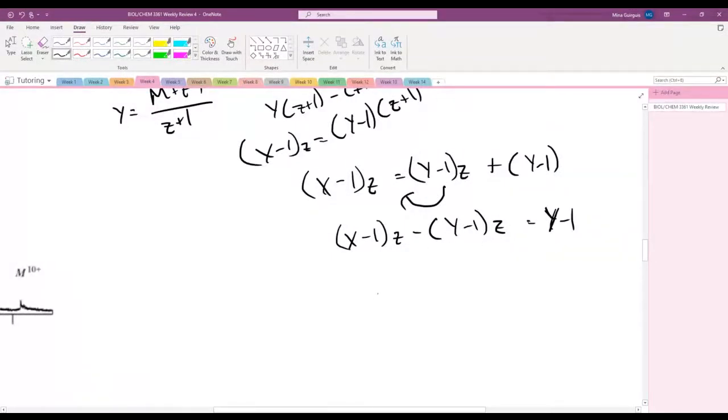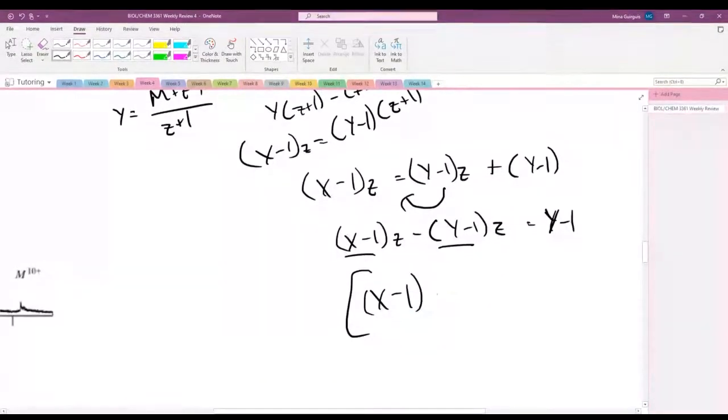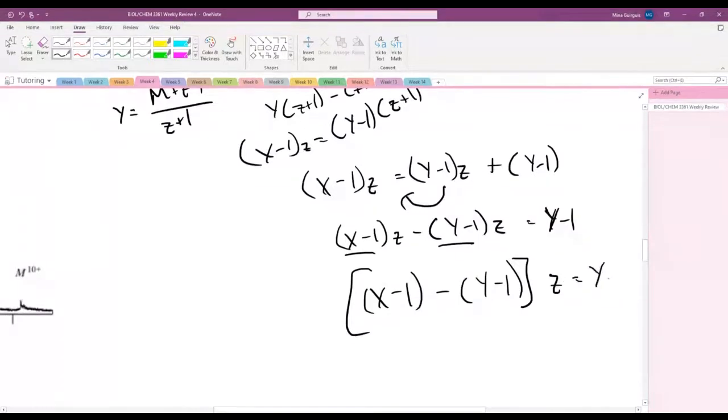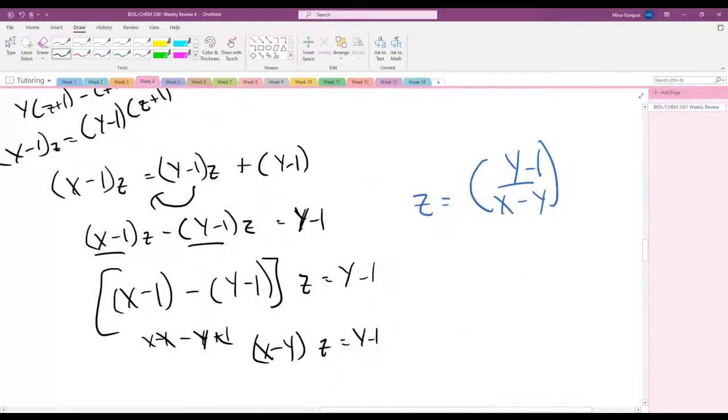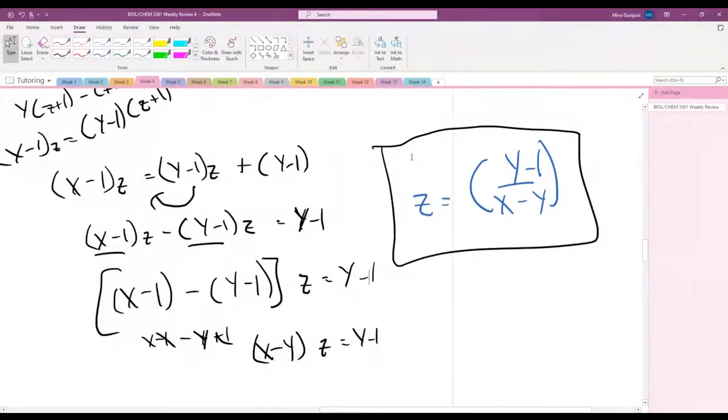Then, the way this ends up going is I can just clean up the coefficients. So it ends up being x minus 1, in a bracket, minus y minus 1, times z is equal to y minus 1. Over here, distribute the negative, so it ends up being x minus 1 minus y plus 1. Minus 1 and plus 1 cancel, and you get x minus y times z equals y minus 1. And you're going to divide by x minus y to get this. So this formula is everything we just did in that big, long process for number 10.